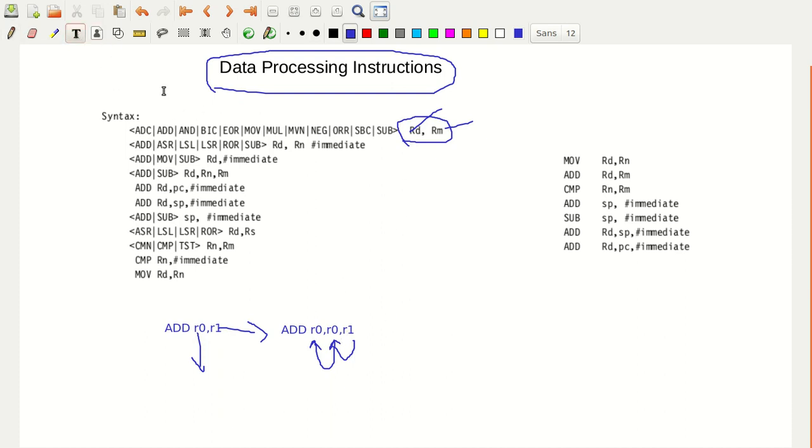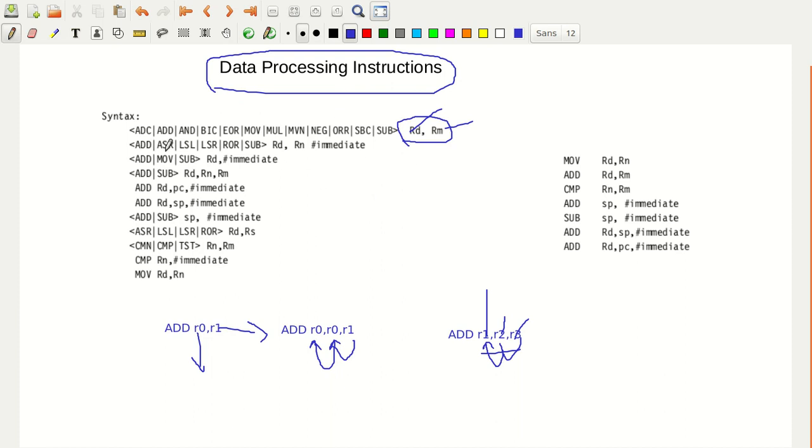We specifically had to mention three fields, like R1, R2, R3: RD, RN and RM. These two were added and the resultant was stored in R1. But here you can have the option of only two fields. In the Thumb instruction set you can also have three fields; there is no specific rule that you should have only two fields. The rest all remain the same.